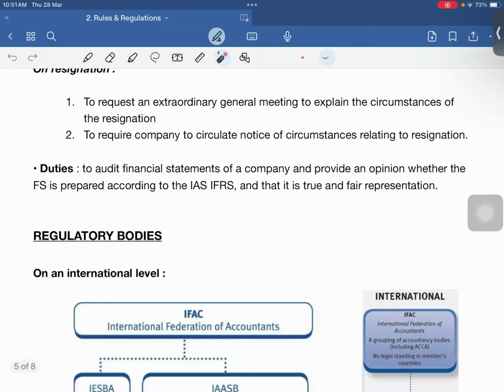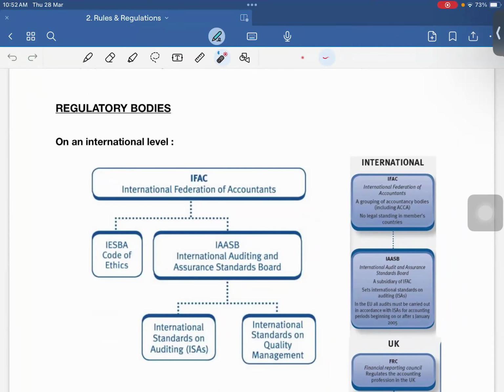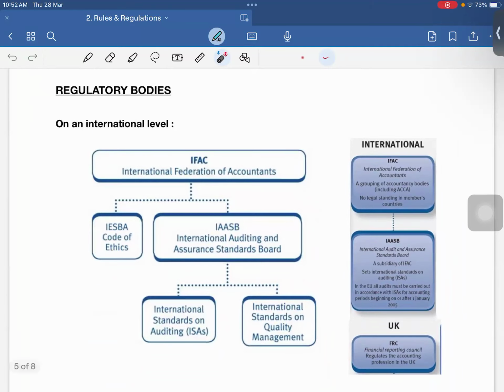Now, regulatory bodies. We have been saying that there is IAS, there is IFRS. So, who regulates all these? Who controls all these is the next topic. At the international level, IFAC is the head organization. That is the International Federation of Accountants. IFAC has two bodies. One is IASB and the other is IESBA.